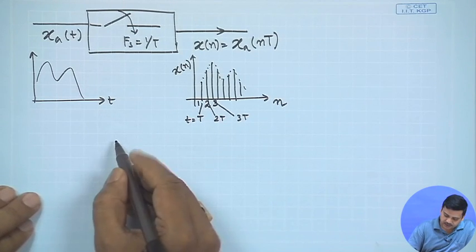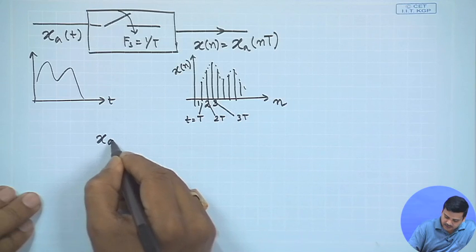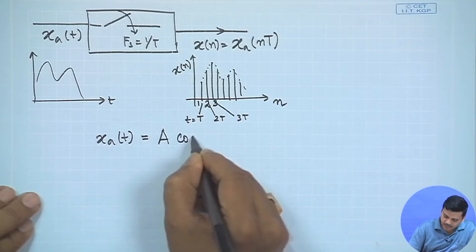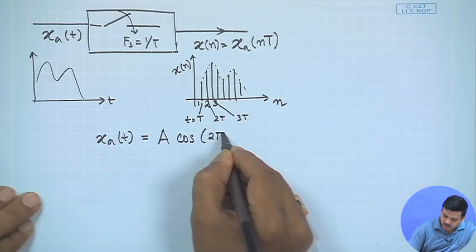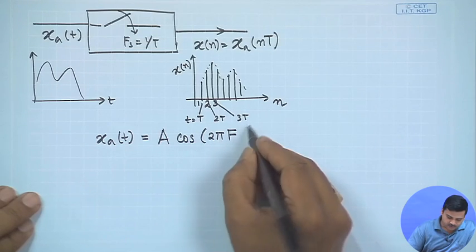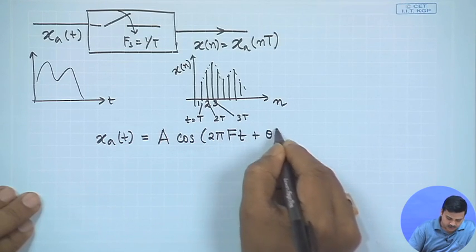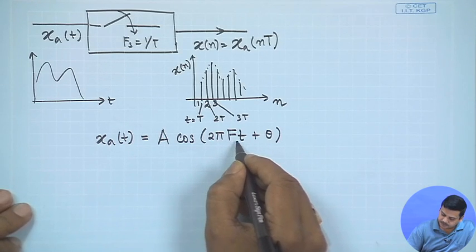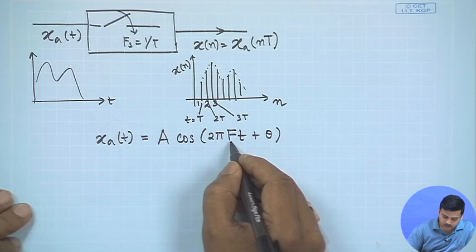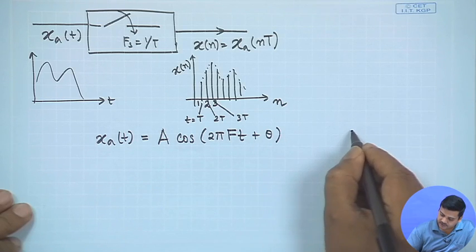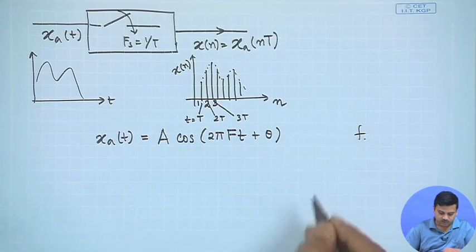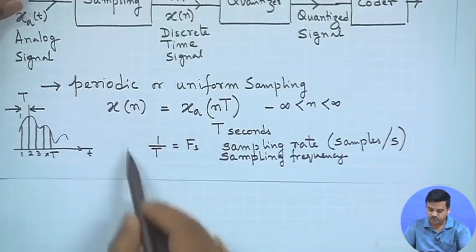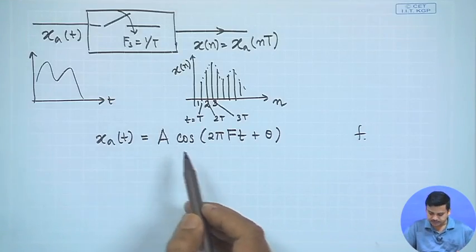So, to understand this better, let us take x a of t is equal to a cos of 2 pi f t plus theta, where f is the analog frequency of the signal. So, this could also be related to the discrete frequency, which we will see as f. So, we have to establish the relationship to the discrete frequency f through this kind of a relationship.